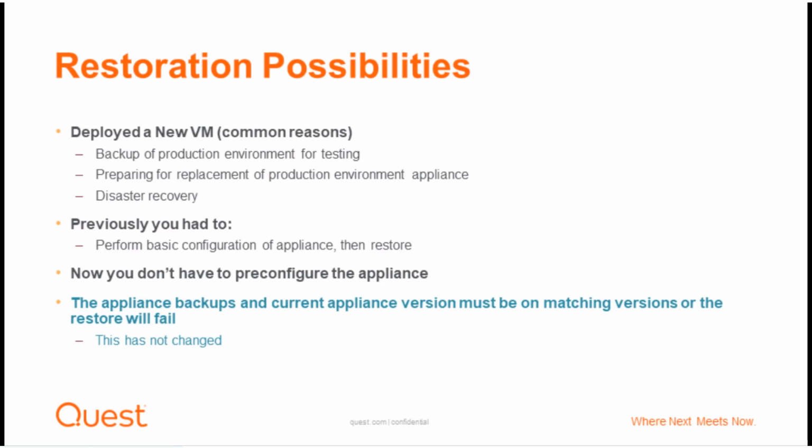For example, you can restore 12.0 backup files to the 12.0 appliance, but you cannot restore 11.1 backup files to the 12.0 appliance. In this video, we will look at both the typical restore from backup process and the restore from backup with override network configuration.